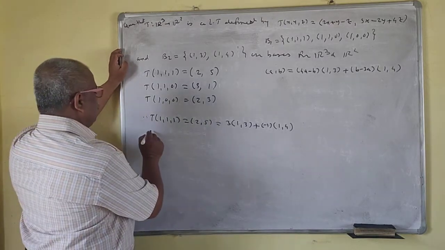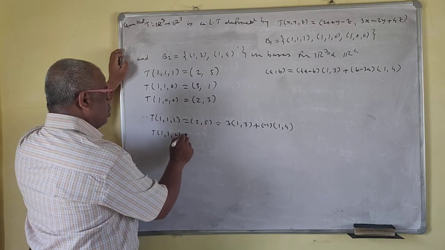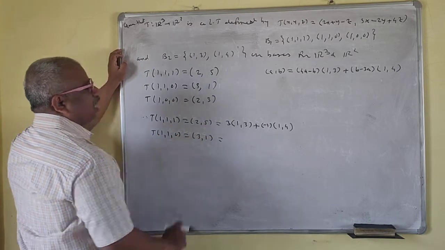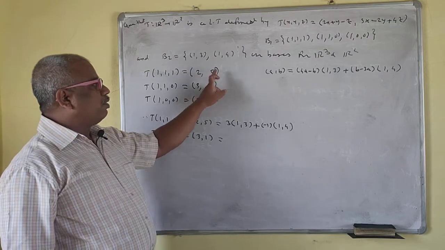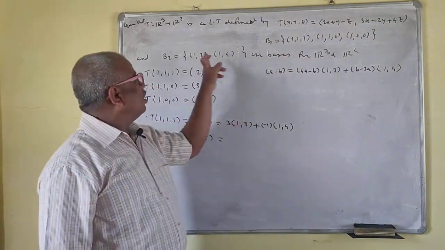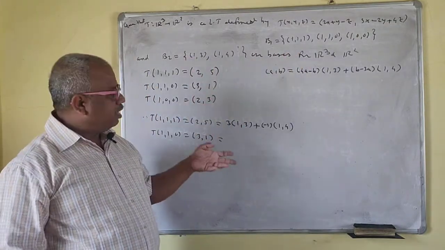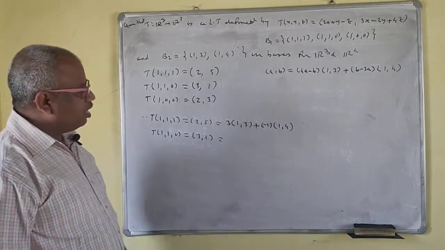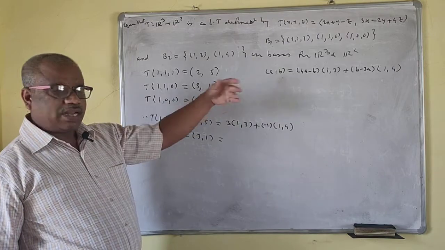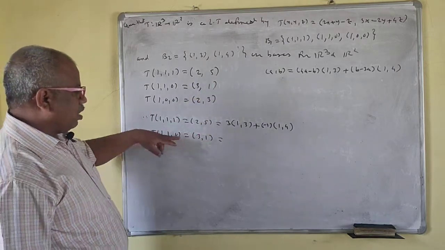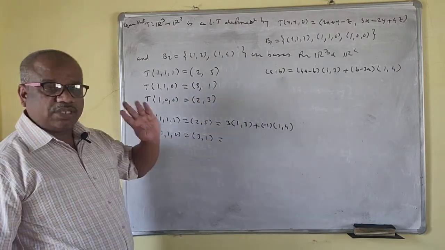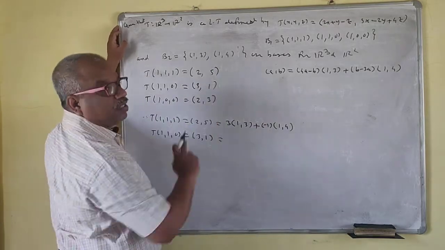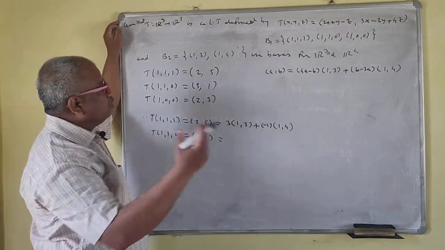Now T of 1 1 0 is equal to (3,1). Otherwise you can take (2,5) equal to K1 times this vector plus K2 times that one, but you would have to solve it three times. Here we have solved it once, and with the help of this we can express each vector as a linear combination of the basis vectors of R2.